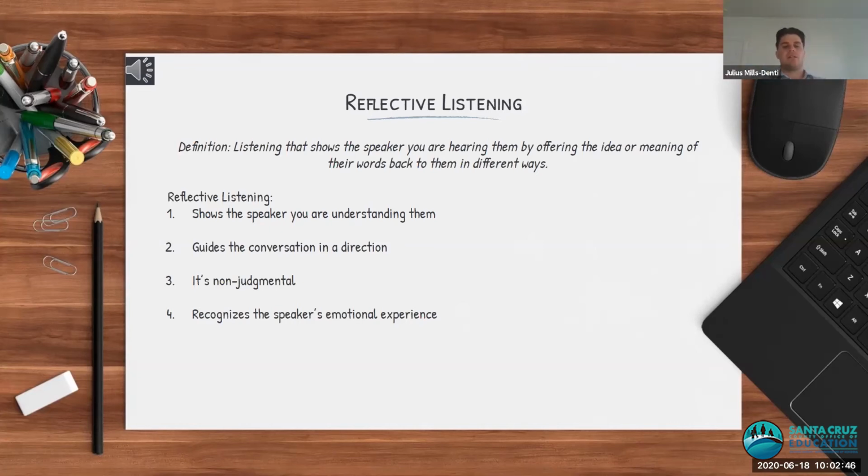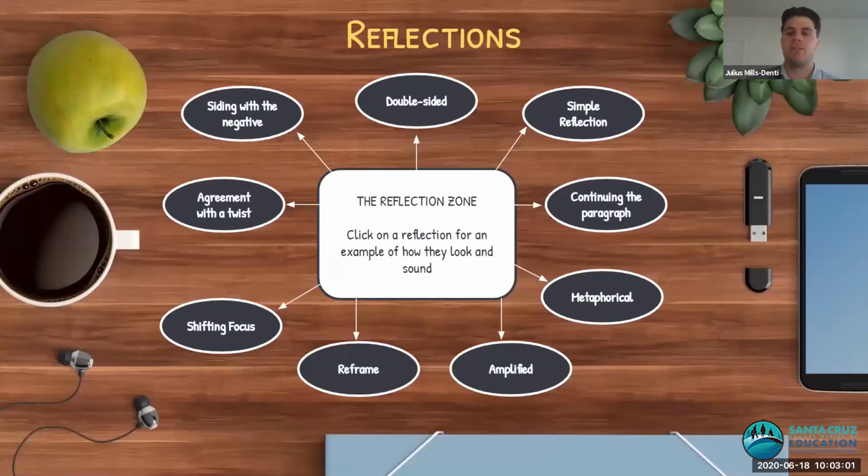So reflective listening is basically saying back to the speaker what they said in a different way that's more profound. It guides the conversation in a direction, it's non-judgmental, and it recognizes the emotional experience of the speaker. It shows them that you're listening and understanding them. Here's a bunch of reflections. I don't expect you to memorize them. We're only going to go over a couple of them today.